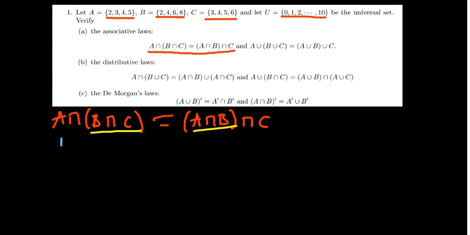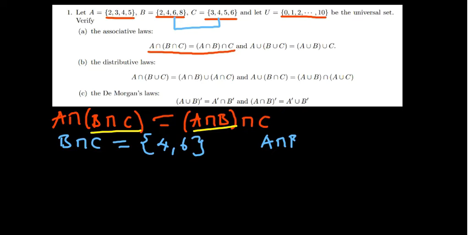So B intersection C, you're looking at the common elements between B and C. I can see we have 4 and 6 as our common elements. For the right hand side, we are expected to focus on A intersection B in the brackets. Comparing A and B, I can see 2 and 4 are common. So we've simplified what is required in the brackets.